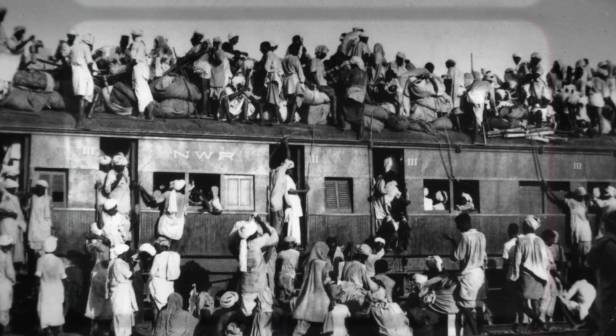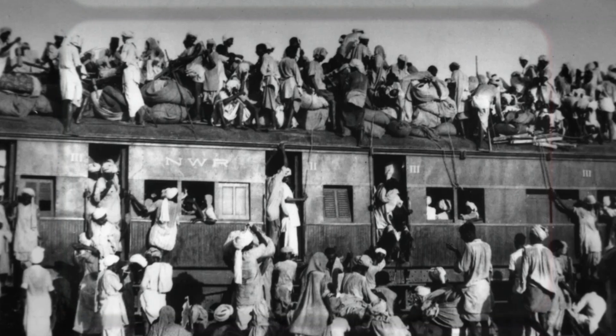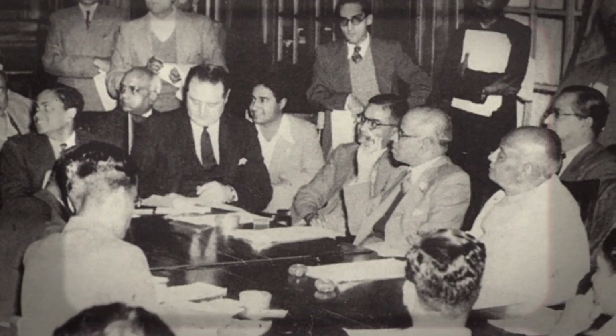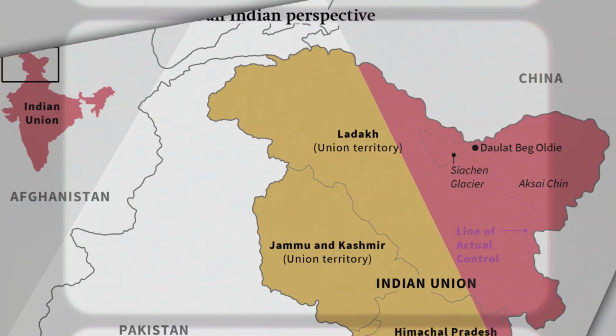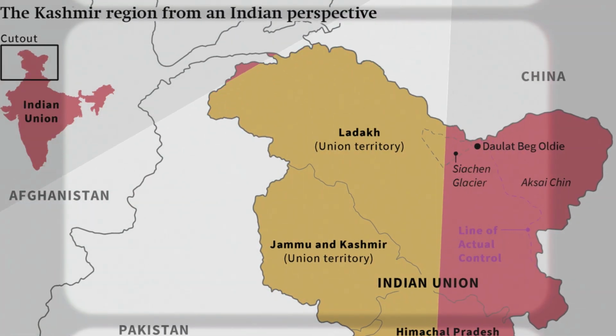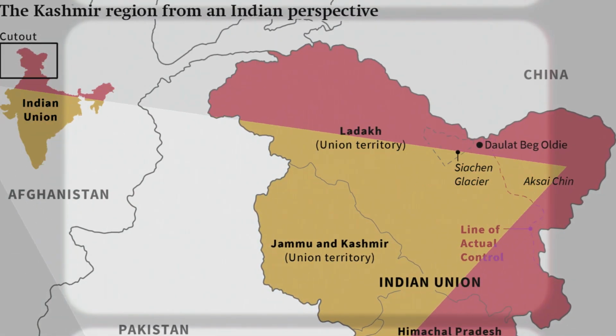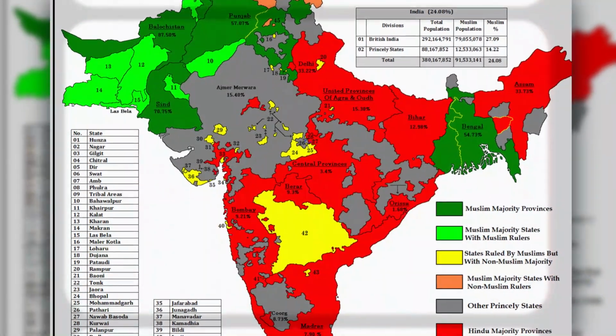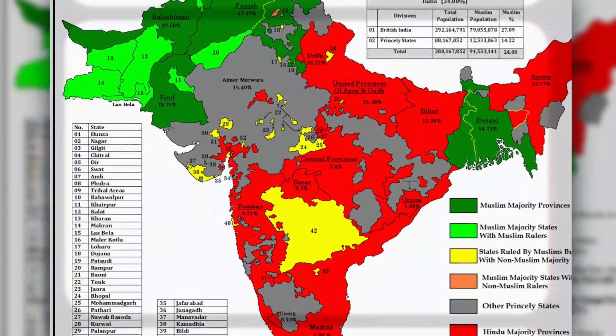The partition also had profound political and social repercussions. The princely states of India, which were semi-autonomous under British rule, faced the dilemma of choosing between India and Pakistan, or remaining independent. The integration of these states into the two nations led to further conflicts, most notably in Kashmir, a princely state with a Muslim-majority population but a Hindu ruler.